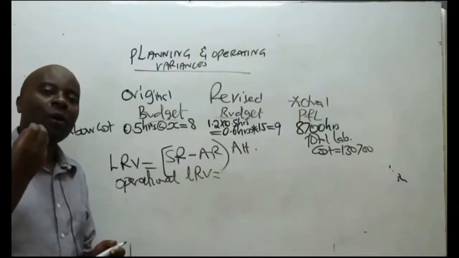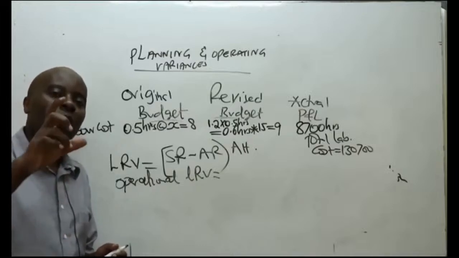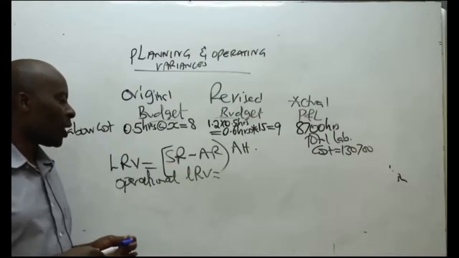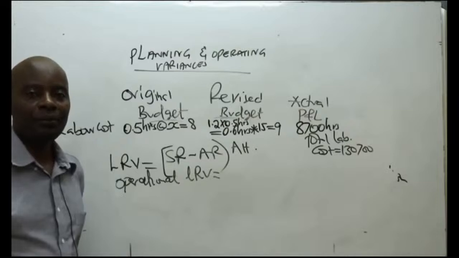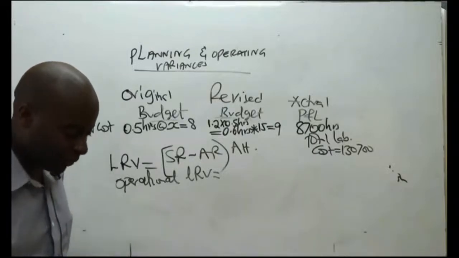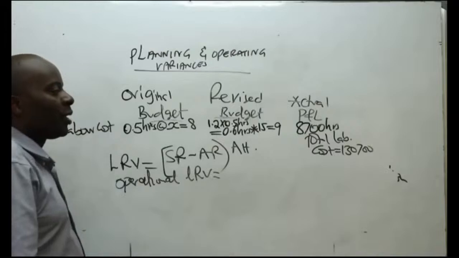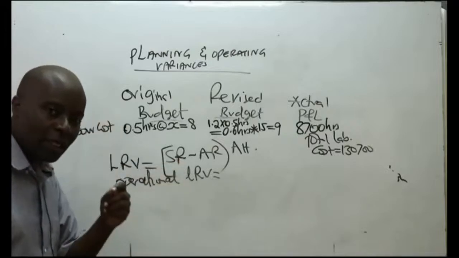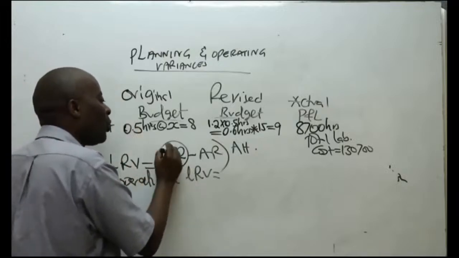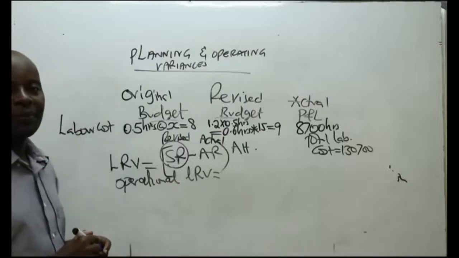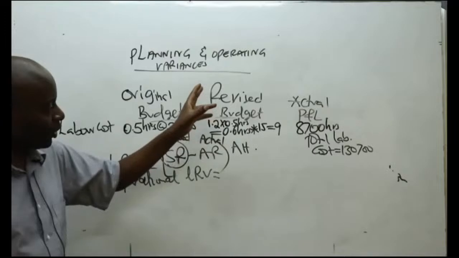Who remembers? For operational variances, we normally compare between what and what? Very good. We normally compare between the actual and revised. Meaning, ladies and gentlemen, my formula still stands, but here I will be using the revised rate, and here I will be using the actual rate, because it's operational. I'm comparing between revised and actual.